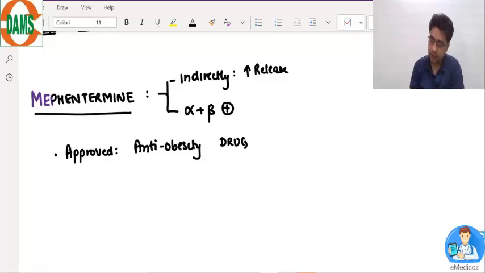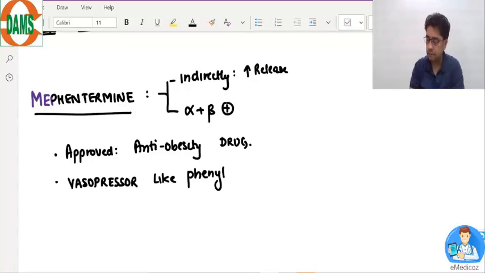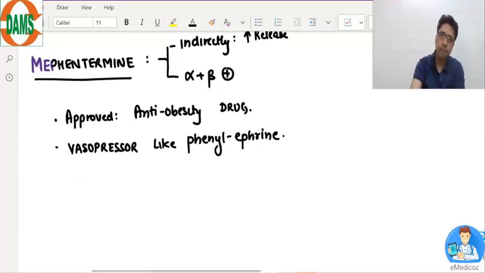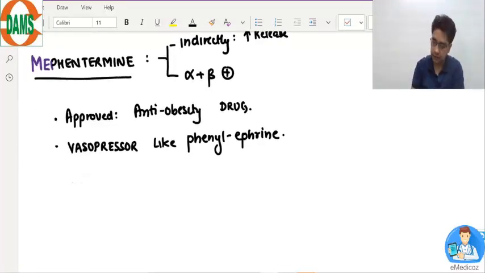Second point, mefentermine is used as a vasopressor like phenylephrine. It is also used as a vasopressor like phenylephrine. Remember spinal anesthesia, shock, postural hypotension. Okay. Next drug, ephedrine. This is the last drug.